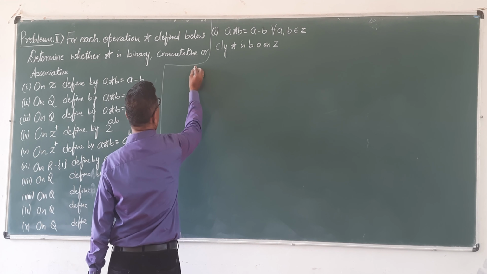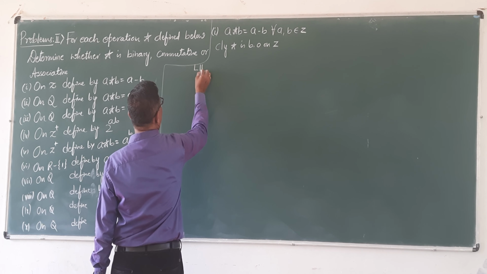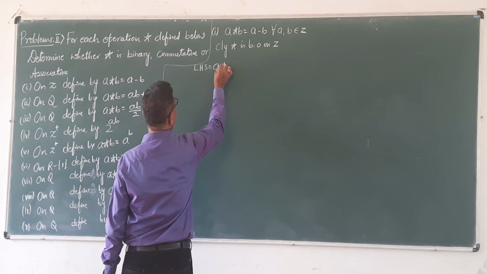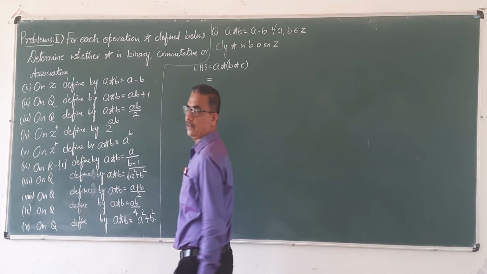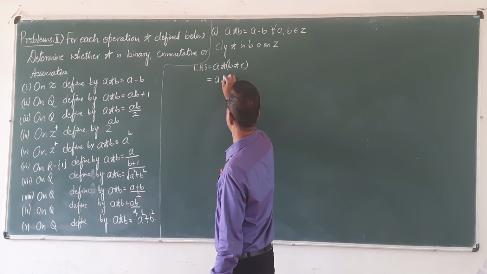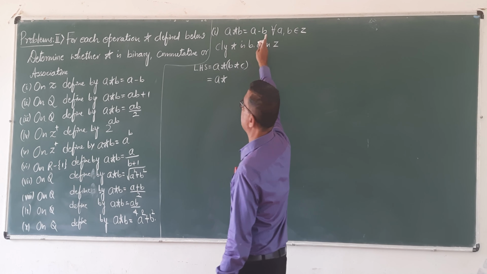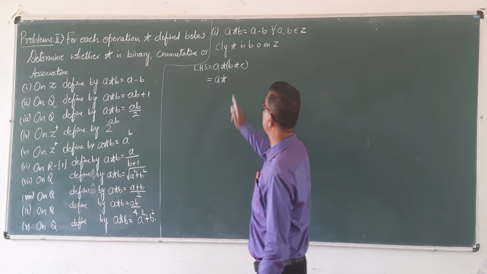Now the associative property. Definition of associative: take LHS, associative law, a star of b star c. Take the left hand side value, which is equal to a star b, which is equal to a minus b. What is b star c?